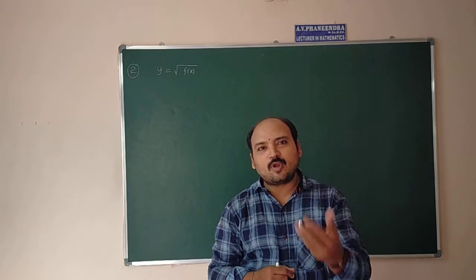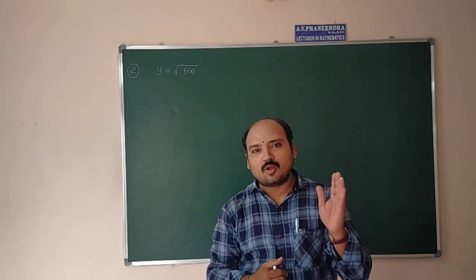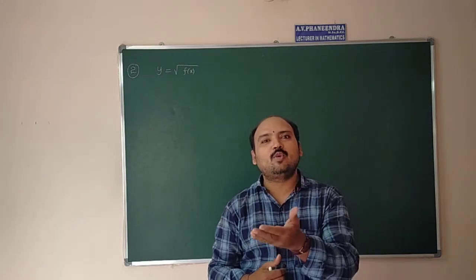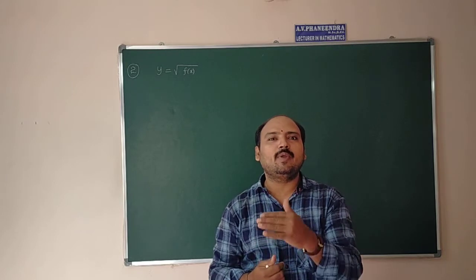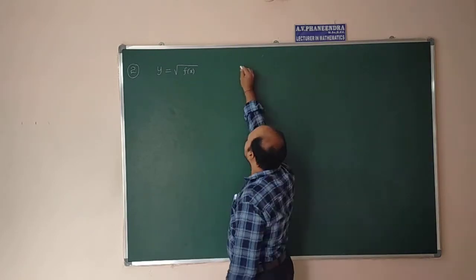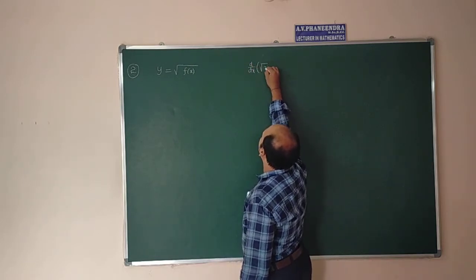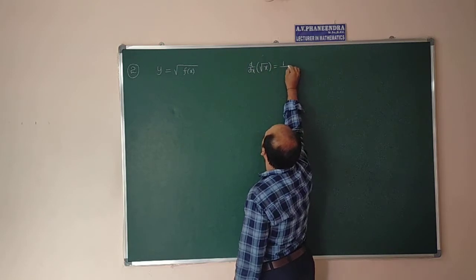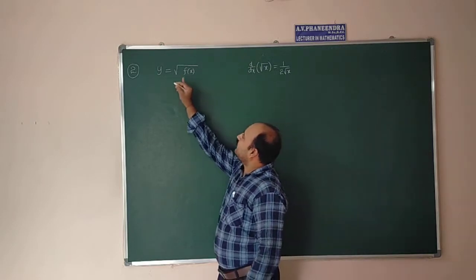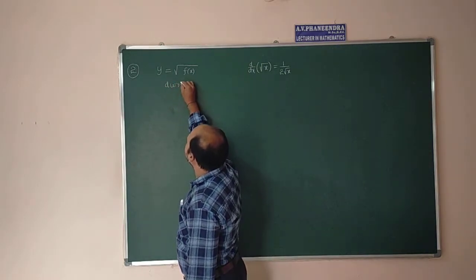D by dx of x power n, if you apply that formula, it will become n into x power n minus 1. So 1 by 2 into x power 1 by 2 minus 1. X power minus 1 by 2 we can write as 1 by x power 1 by 2. It will be 1 by root x. So we know that d by dx of root x is equal to 1 by root x. We know this formula now. It is in the form of root f of x, root x only. So differentiate with respect to x.